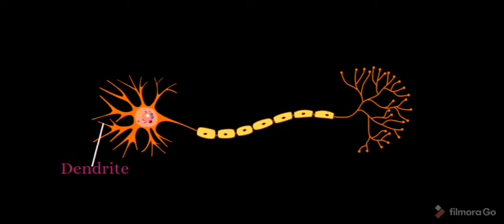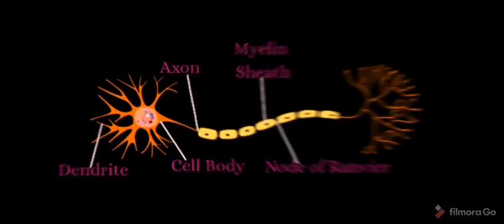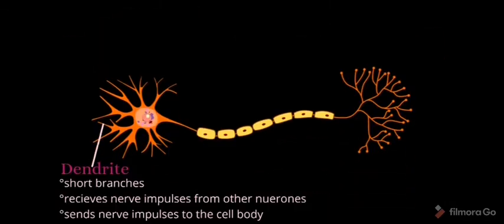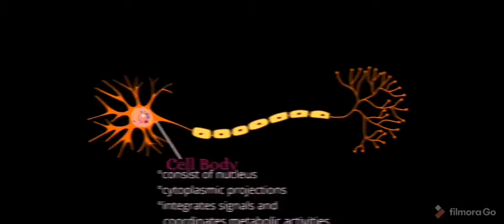The basic structure of a neuron consists of a dendrite, cell body, axon, myelin sheath, node of Ranvier and synaptic knob. Dendrite is a short-branched extension of the cell body that receives nerve impulses from other neurons or the external environment and sends them to the cell body. A cell body consists of a nucleus and many cytoplasmic projections called dendrites. The cell body integrates signals and coordinates metabolic activity.